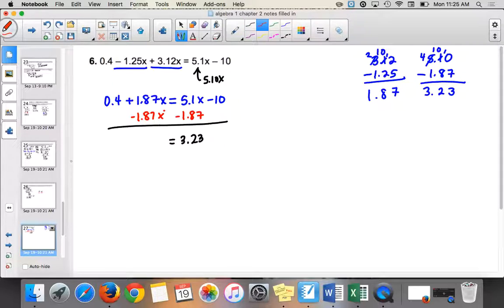I know, but how do you even get the negative 1.87? Oh, when I combine these, I had 1.87. I did 3.12 minus 1.25. So I get 3.23x minus 10 equals 0.4.